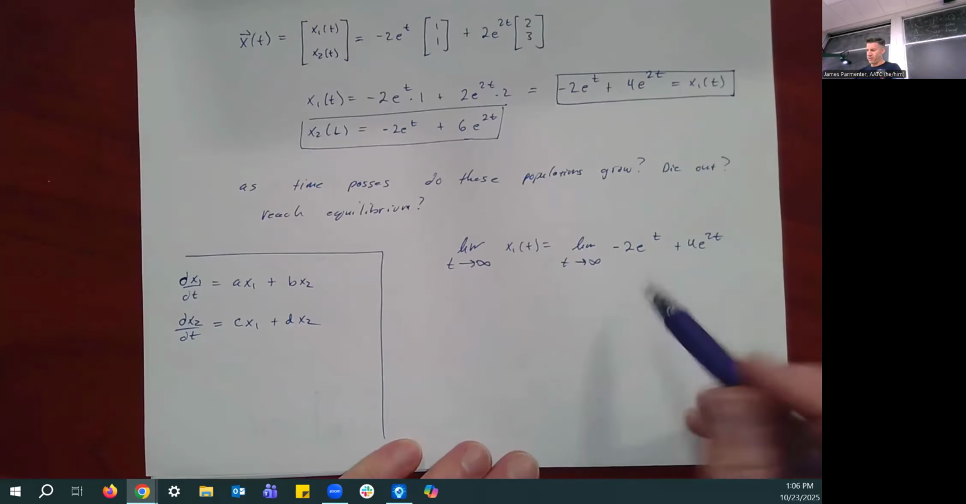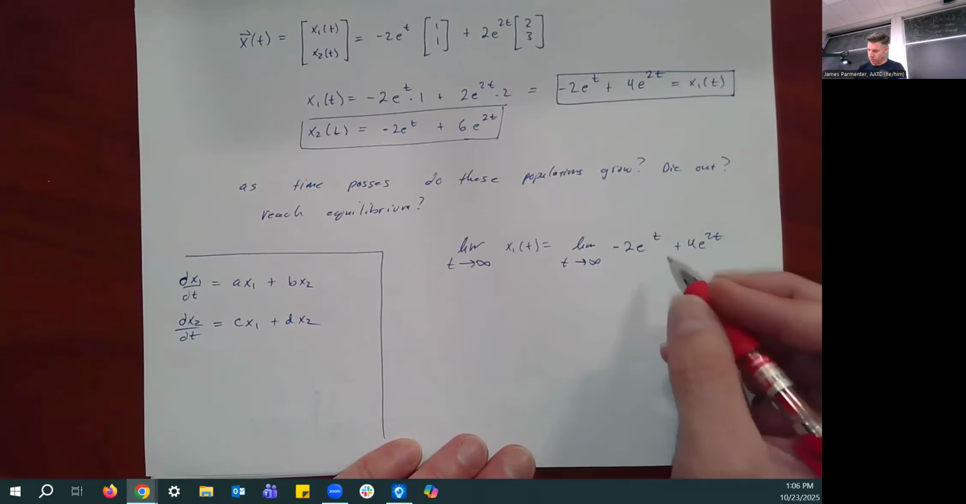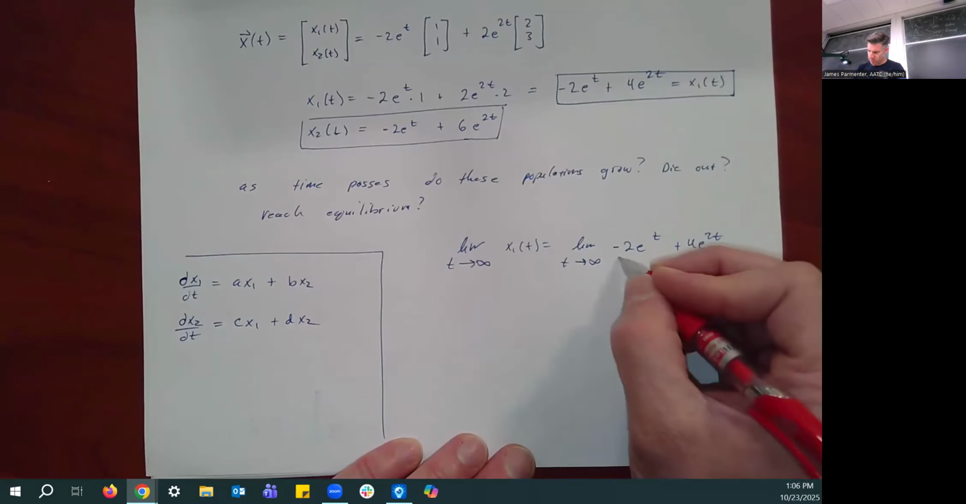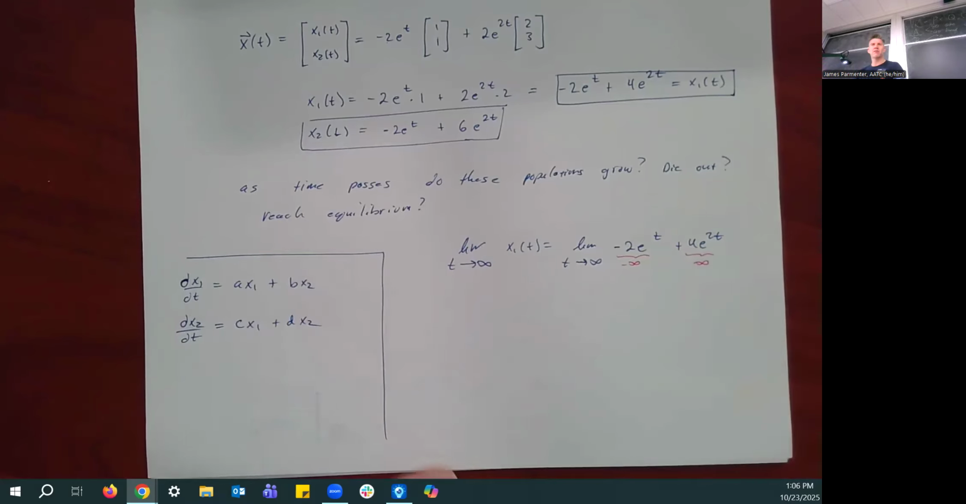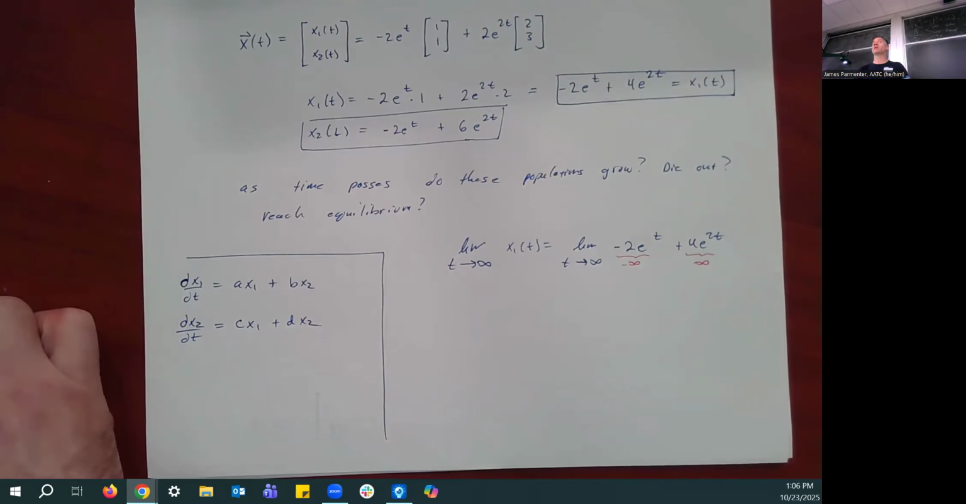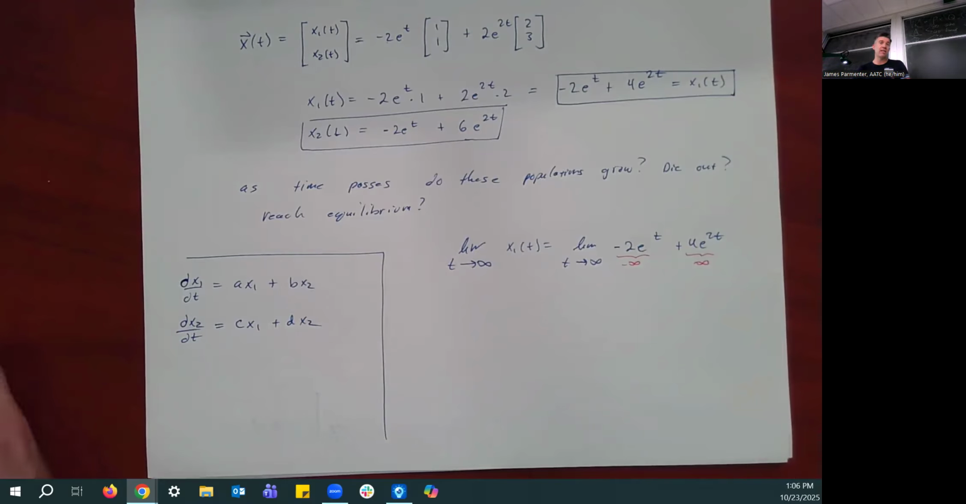So we have this thing here going to negative infinity, and this thing here going to positive infinity. And negative infinity plus infinity is an indeterminate form, but hopefully you can look at this and see which of those infinities is actually growing bigger. It's the e to the 2t, right? It gets much, much larger.